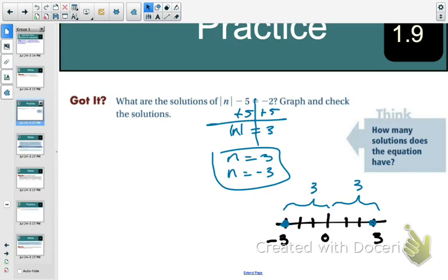Welcome back. So you added 5 to both sides, and you got absolute value of n equals 3, which means n could be positive 3 or it could be negative 3. So we have two solutions. Plot those on a number line. We just put a point at negative 3 over here and a positive 3 over here. And if you notice, those are both 3 units away from 0. And then you can plug it back in and check.